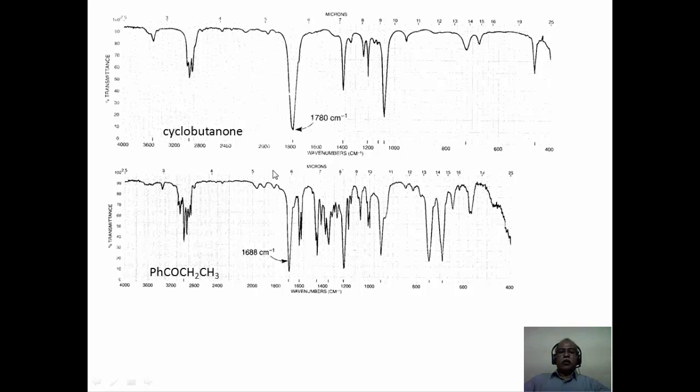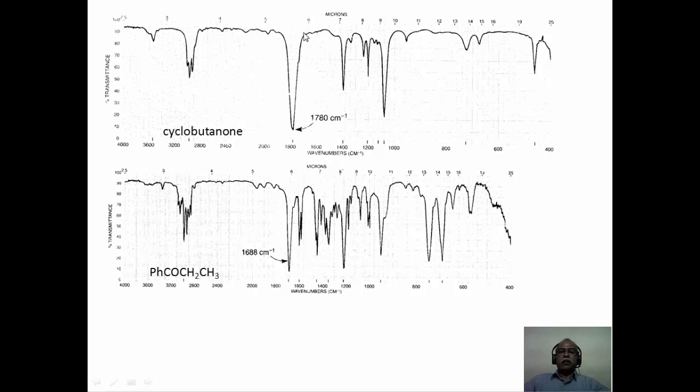This is the cyclobutanone spectrum. Cyclobutanone, being a 4-membered ring system compared to a 6-membered ring system which is around 1710 or 1720, comes at a much higher frequency value. 1780 is where it comes in this particular case. And this is again an alpha beta unsaturated system because of the phenyl group. This is propiophenone. Propiophenone has a carbonyl stretching frequency of 1688 because it is an alpha beta unsaturated compound. Please see here in the case of cyclobutanone, there is no C double bond C unsaturation.